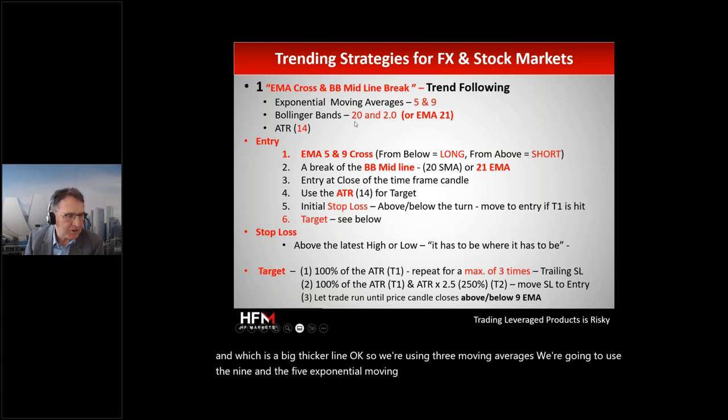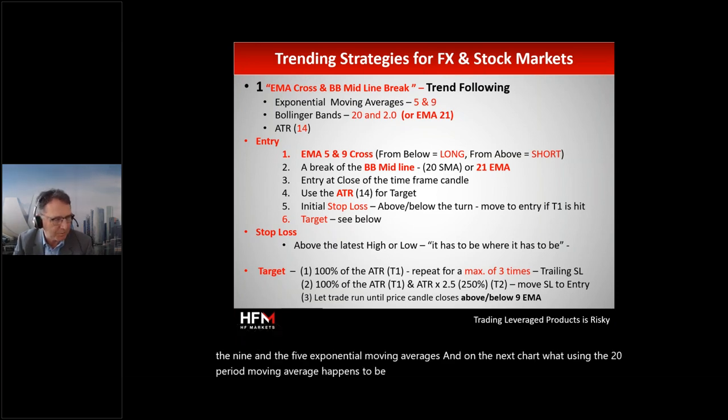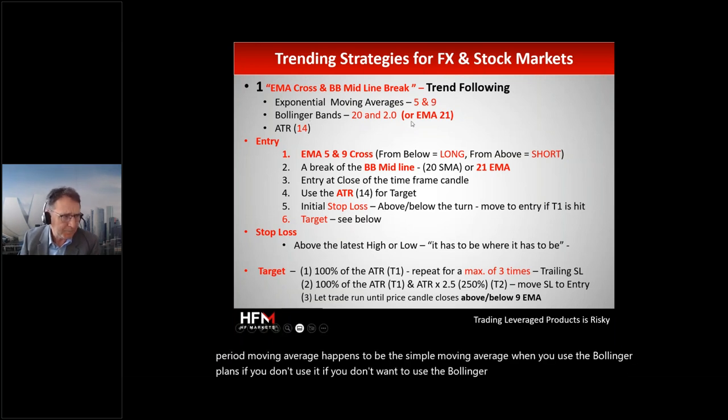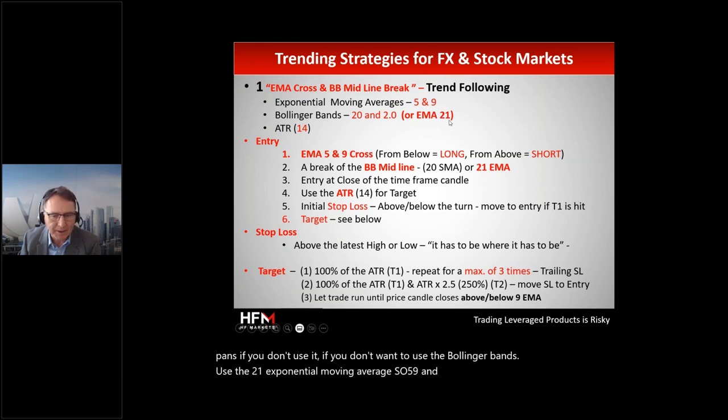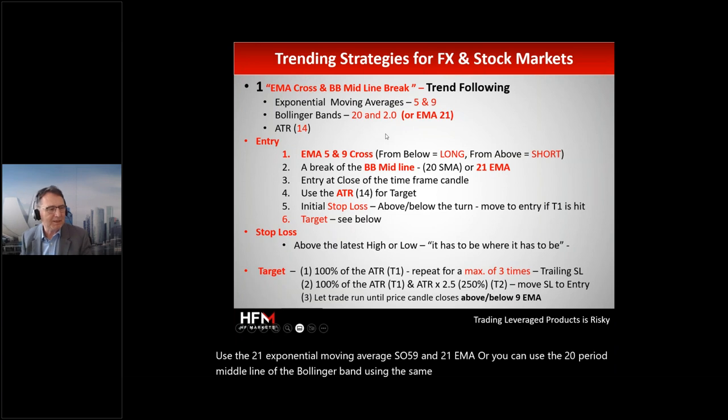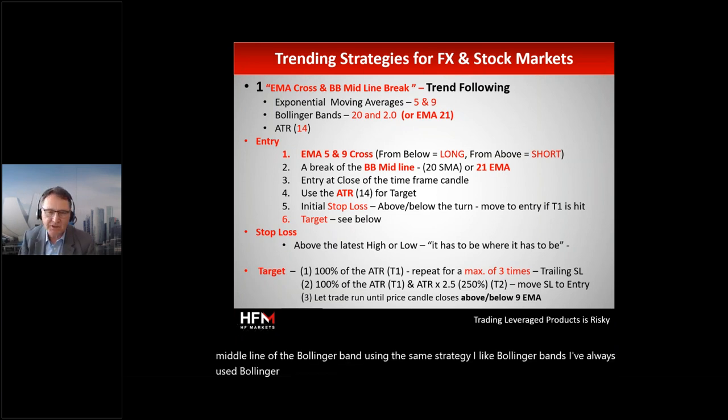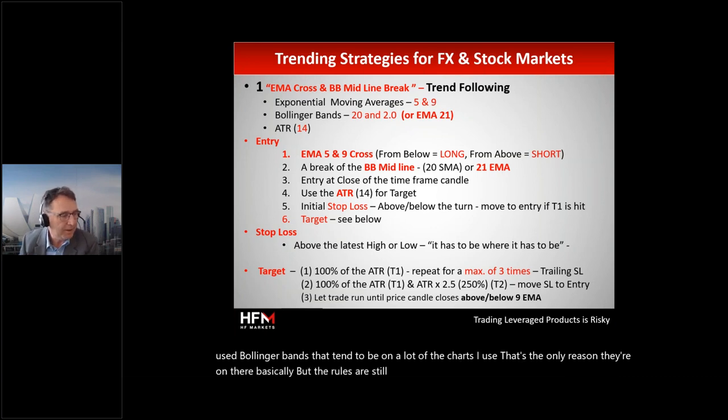And on this next chart, we're using the 20 period moving average. It happens to be the simple moving average when you use the Bollinger Bands. If you don't want to use the Bollinger Bands, use the 21 exponential moving average. So 5, 9, and 21 EMA, or you can use the 20 period midline of the Bollinger Band using the same strategy. I like Bollinger Bands. I've always used Bollinger Bands. They tend to be on a lot of the charts I use. That's the only reason they're on there, basically. But the rules are still the same, okay?